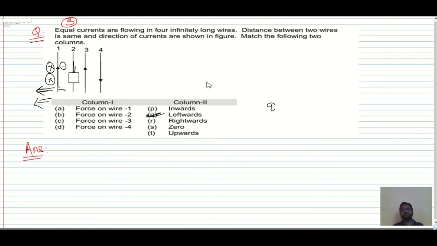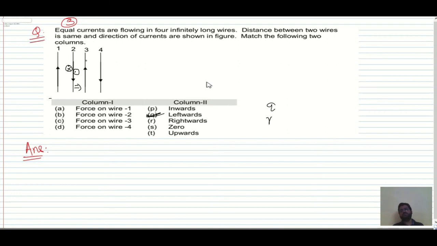We'll check for 2. See, for 2, due to this, the magnetic field is outside. Due to this, magnetic field is inside. These two will cancel out each other, so 0 magnetic field. Due to this and this, they'll attract. So it is rightward. It is R. Then force on wire 3.